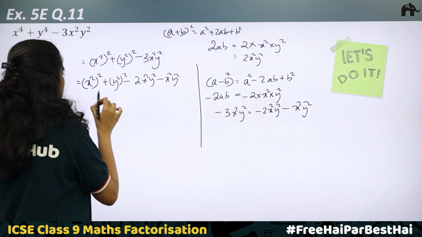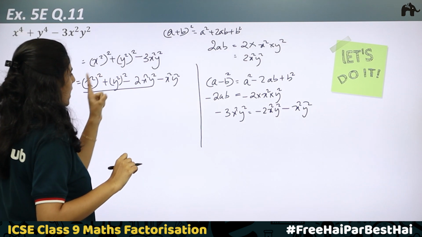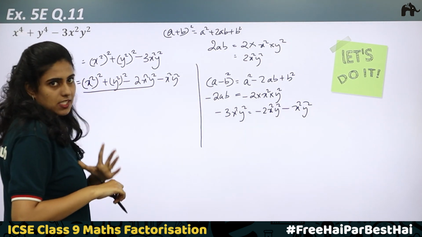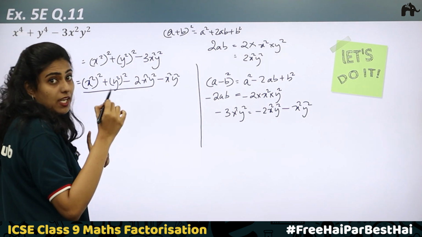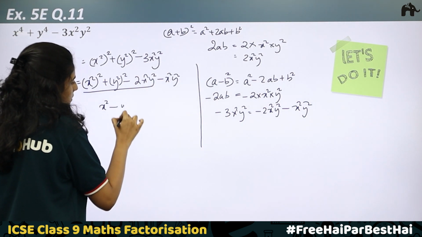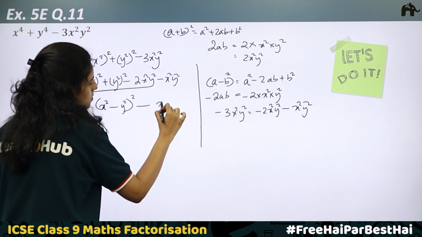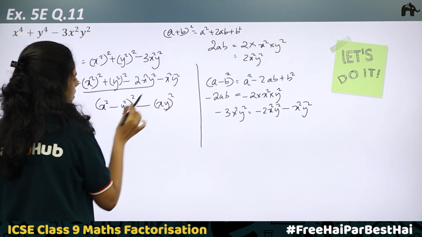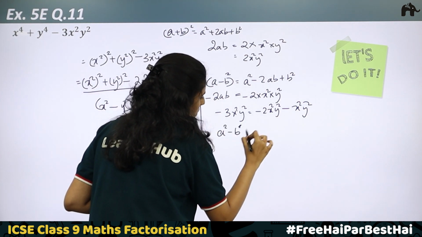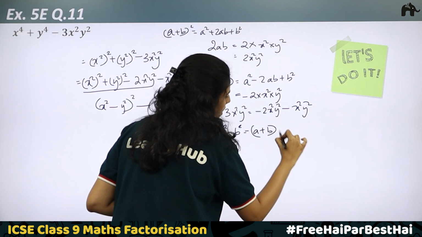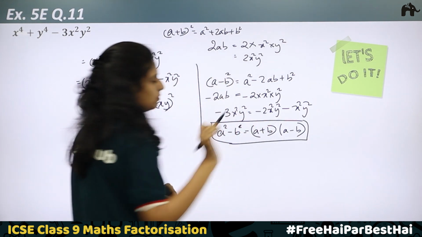Okay, this part can be taken. This is of the form a square minus 2ab plus b square. So that is equal to x square minus y square the whole square minus xy whole square. Now this is a form a square minus b square. What is a square minus b square? A square minus b square is a plus b into a minus b. That is difference of squares form.